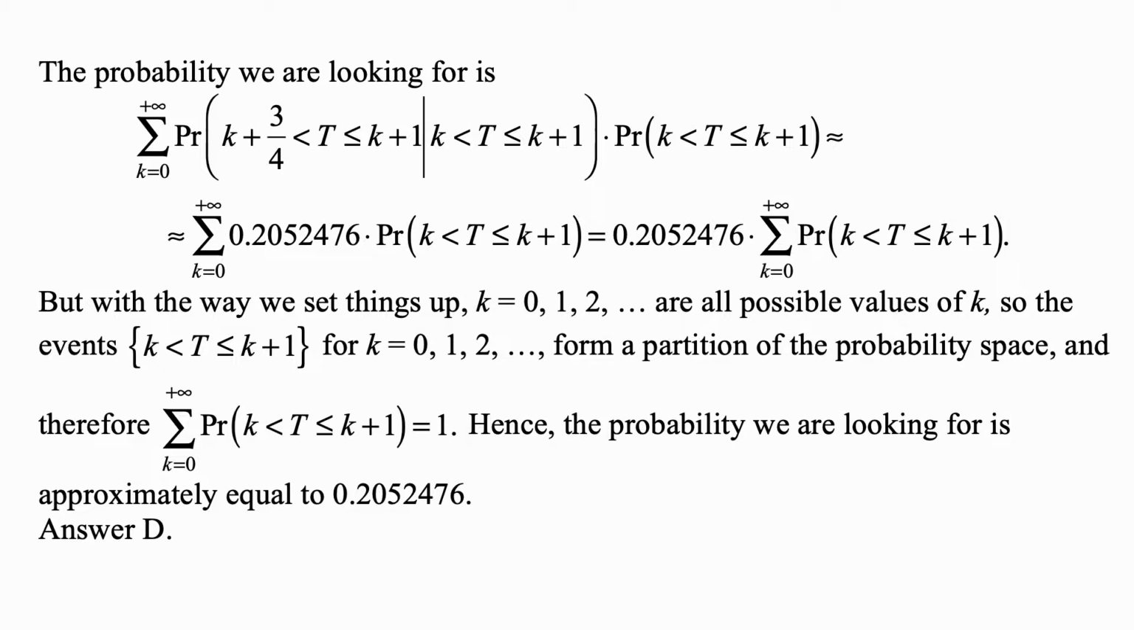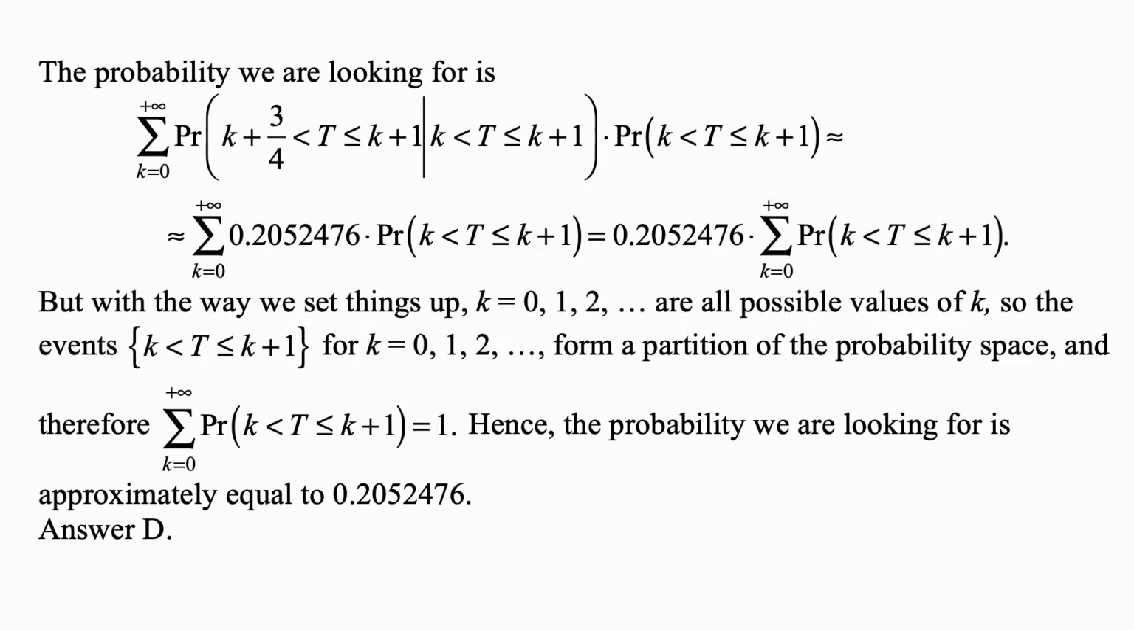And the probability we're looking for is the sum from K equal to 0 to plus infinity, over all years, of the probability that T is greater than K plus 3/4 and less than or equal to K plus 1, given that T is between K and K plus 1, times the probability of this failure in that year. So given that the failure is in a given year, what's the probability that it happens in the last quarter, and we add it up over all years.